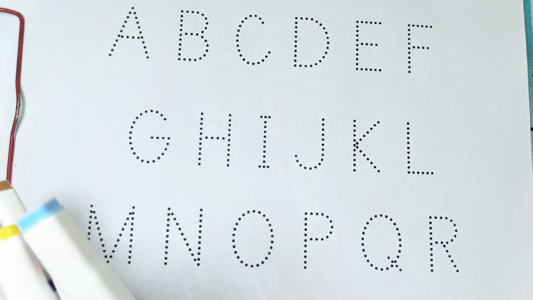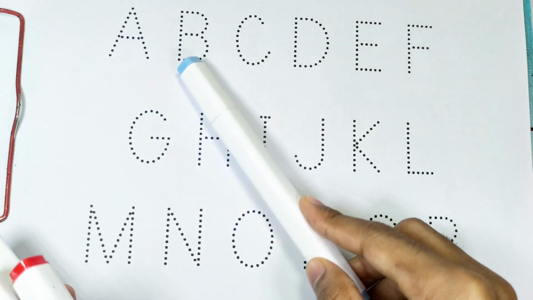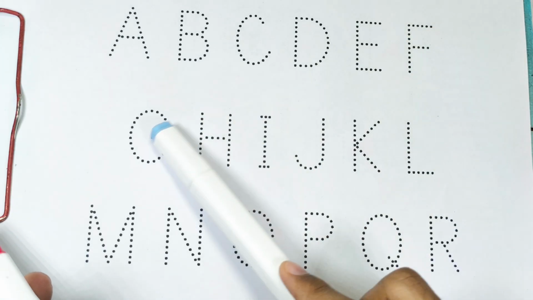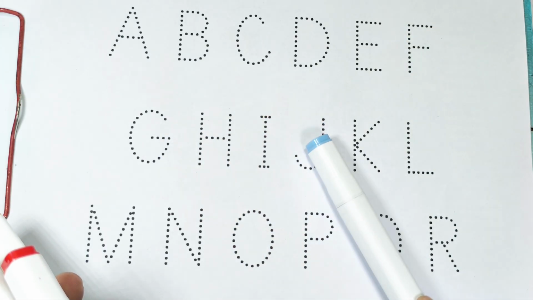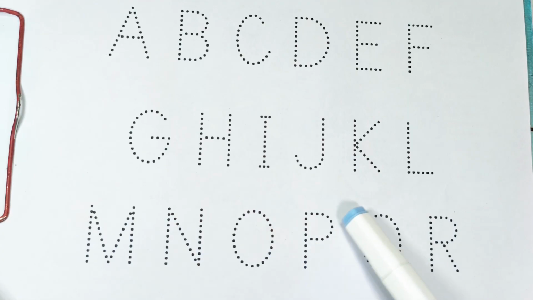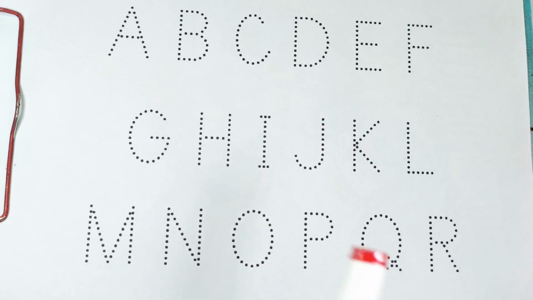Kids, today we're writing capital letter alphabets A to R. Stay with us. A, B, C, D, E, F, G, H, I, J, K, L. The next one is M, N, O, P, Q, R. Stay with us. Now we're writing alphabets A to R.